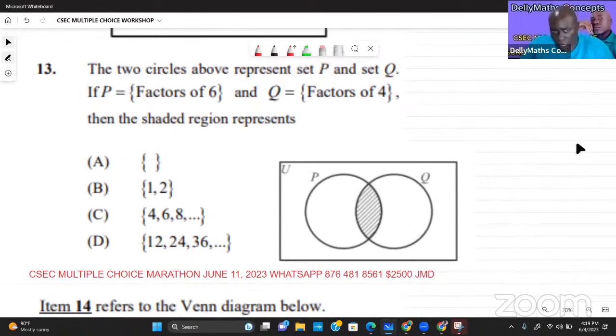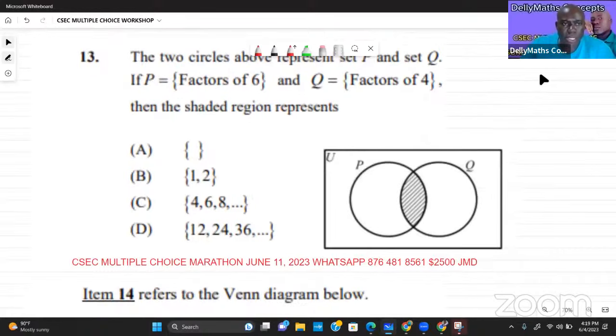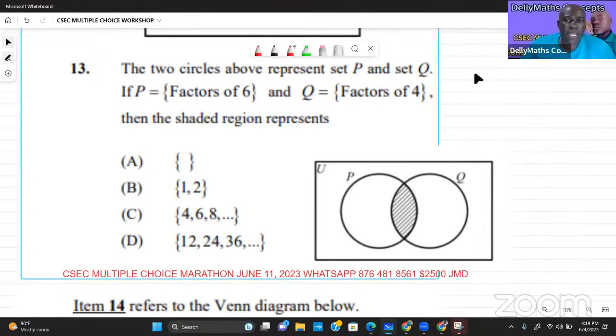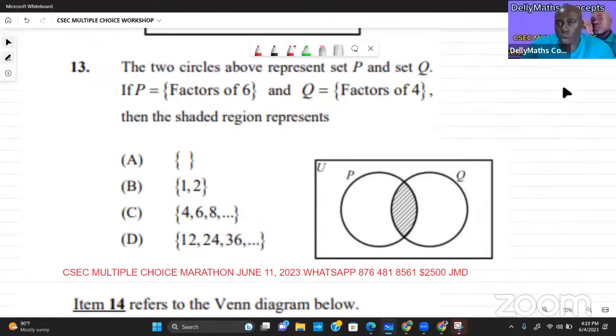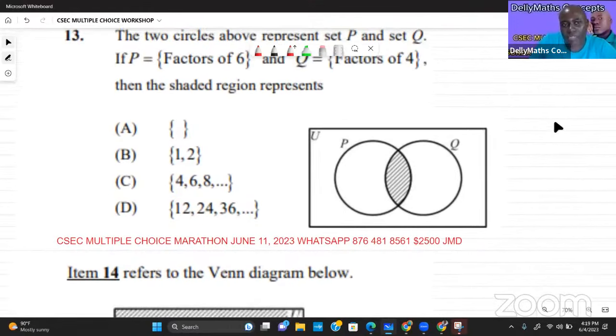I'm putting it so you could have a better look at it. It reads, the two circles represent P and Q. P is the factors of 6, Q is the factors of 4, then the shaded region. So they want to know the region where the factors of 4 are overlapping the factors of 6. So you want to list them. It's not a biggie.